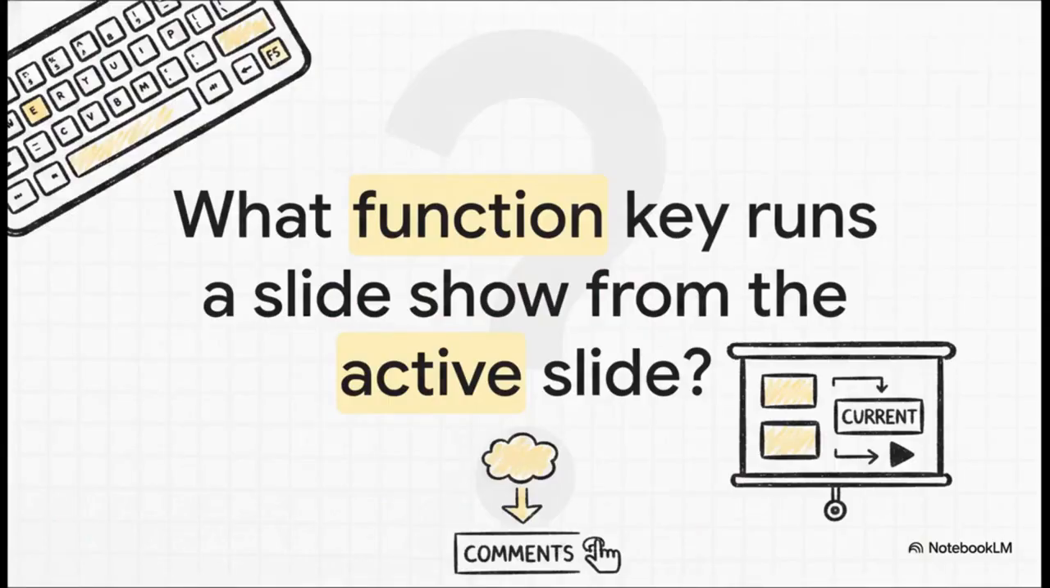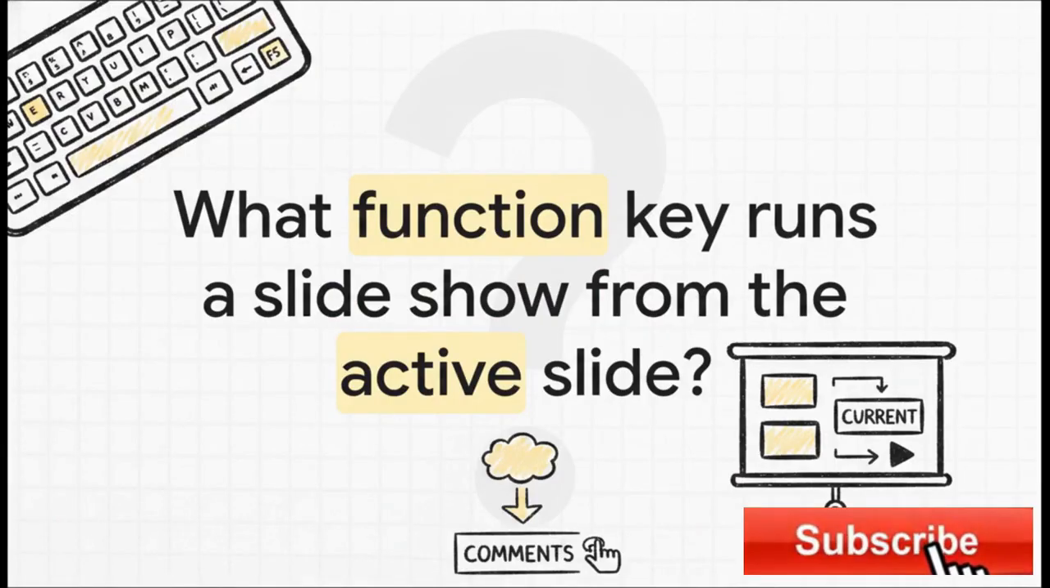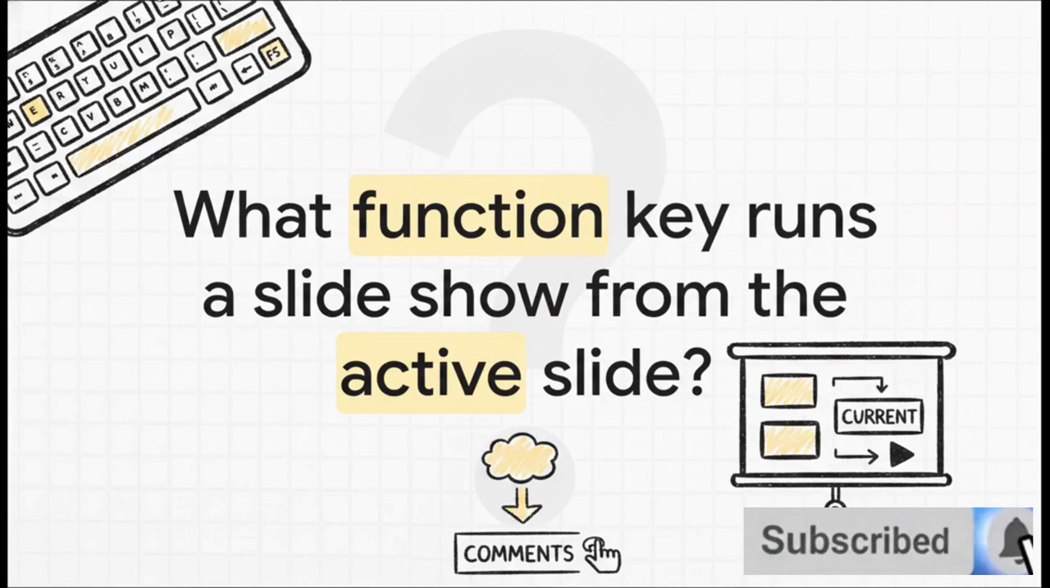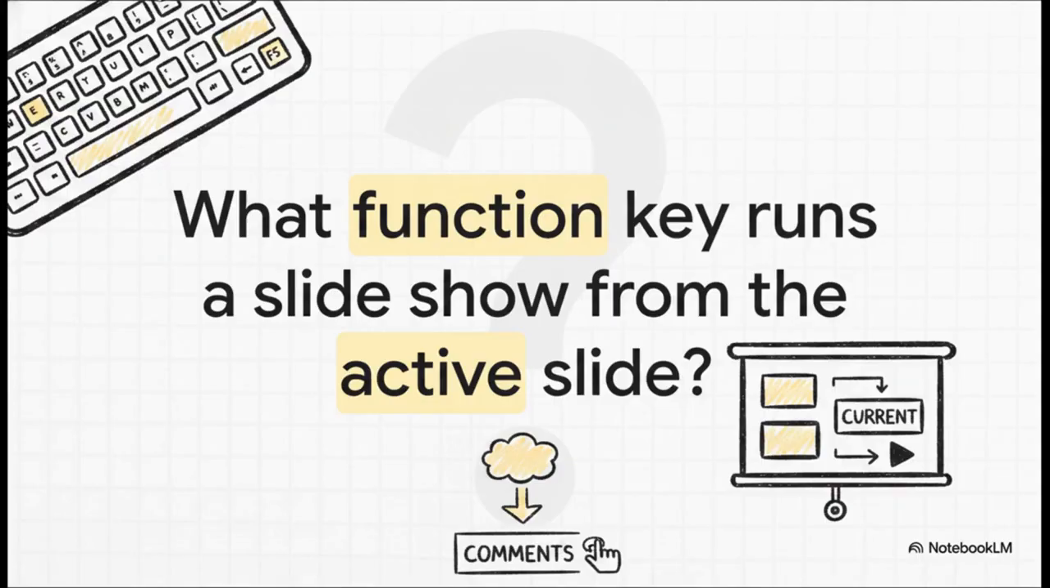To wrap up today's explainer, I want to lock in everything we've talked about with a piece of vital test day homework. Here is the question. What is the exact function key shortcut to run a slideshow starting precisely from your current active slide? Not from the very beginning of the presentation, but exactly from the slide you're working on right now.